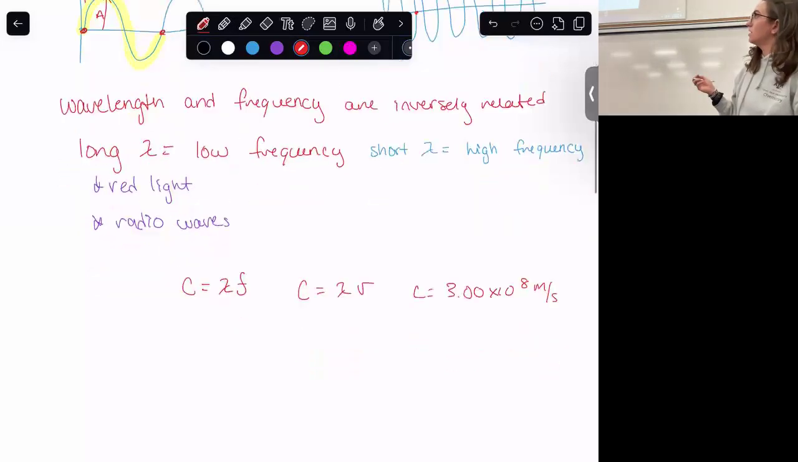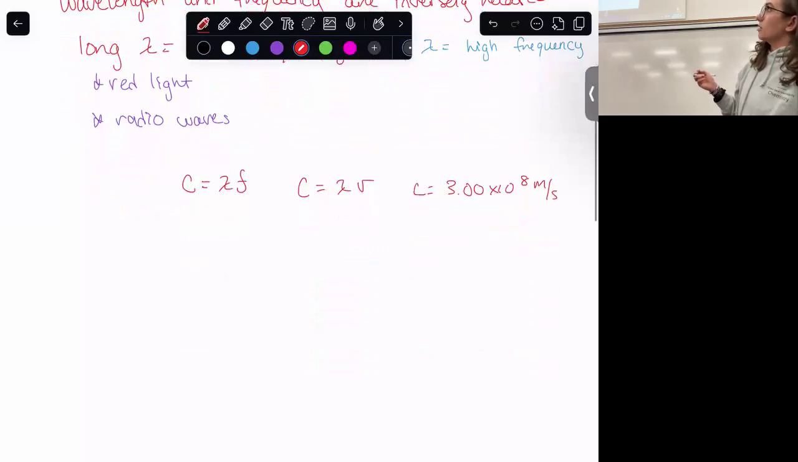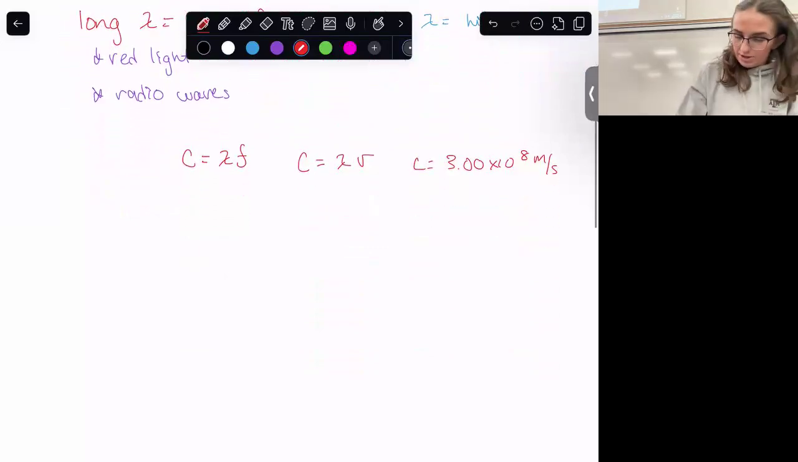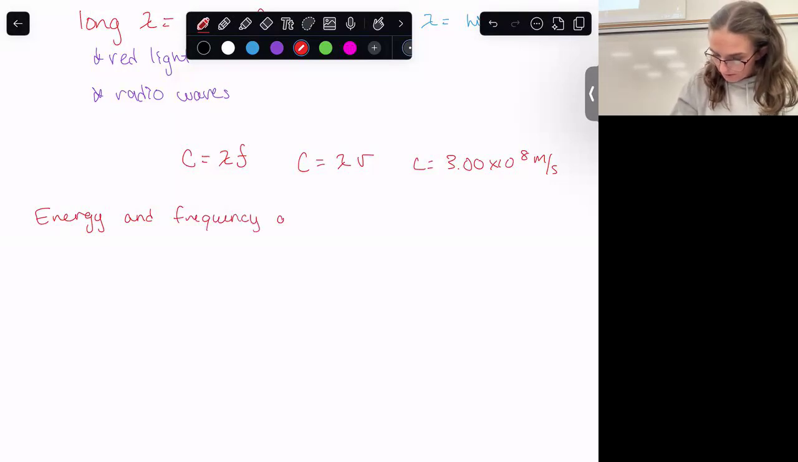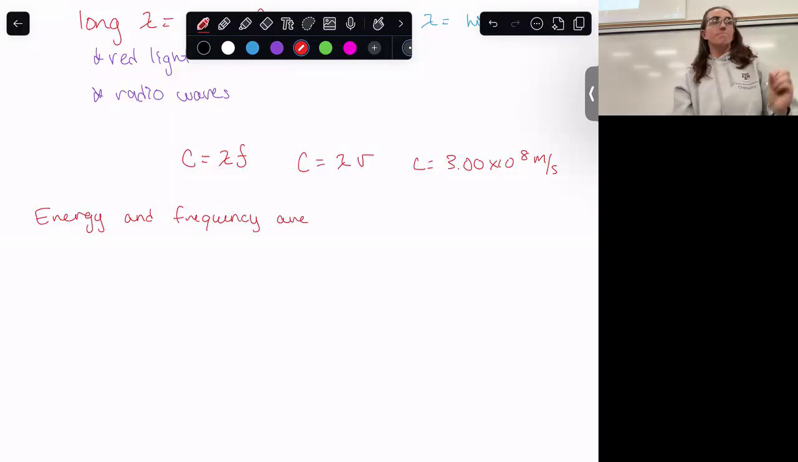Okay. All right, the other thing that we can talk about with waves is the energy associated with it. So how is energy related to this? If we have a high frequency, what does that mean about our energy? Our energy is also high, right? So energy and frequency, what is that relationship called? Perfect. Directly related.